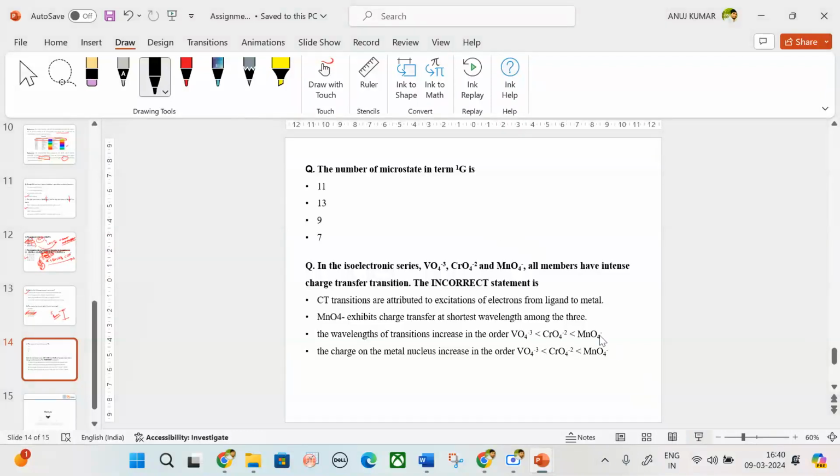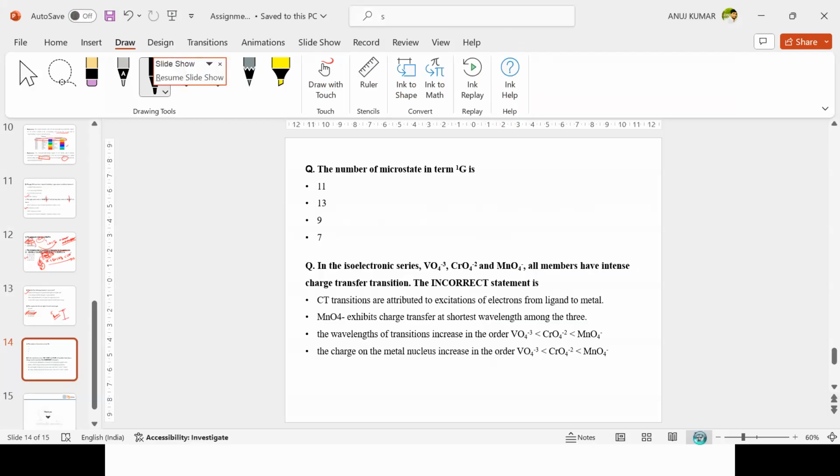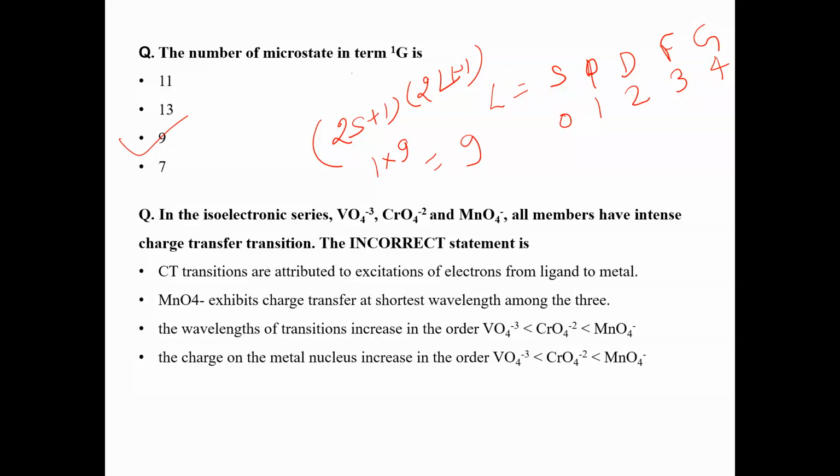So let me calculate also. It is L will be, sorry, so 2S plus 1 and 2L plus 1. That will be 1 into 2, 4, 8, 9. Yeah. What about the second one? You know the color of permanganate. It is highly intense.